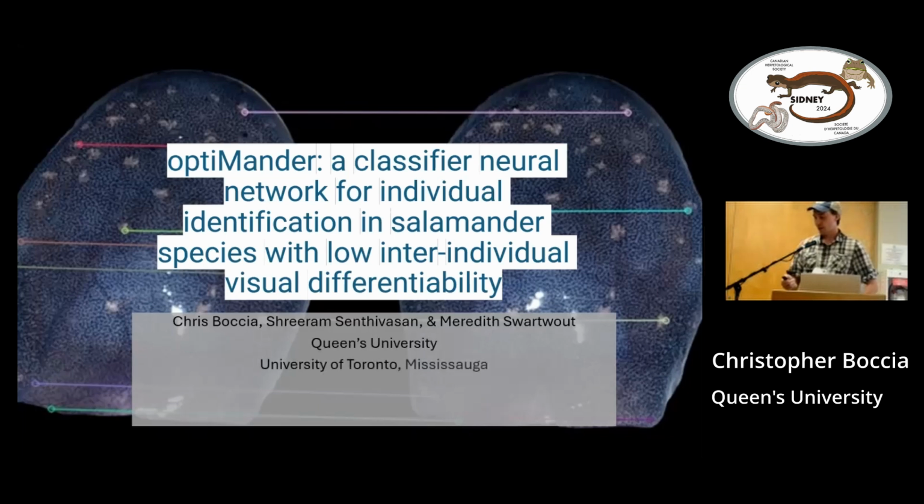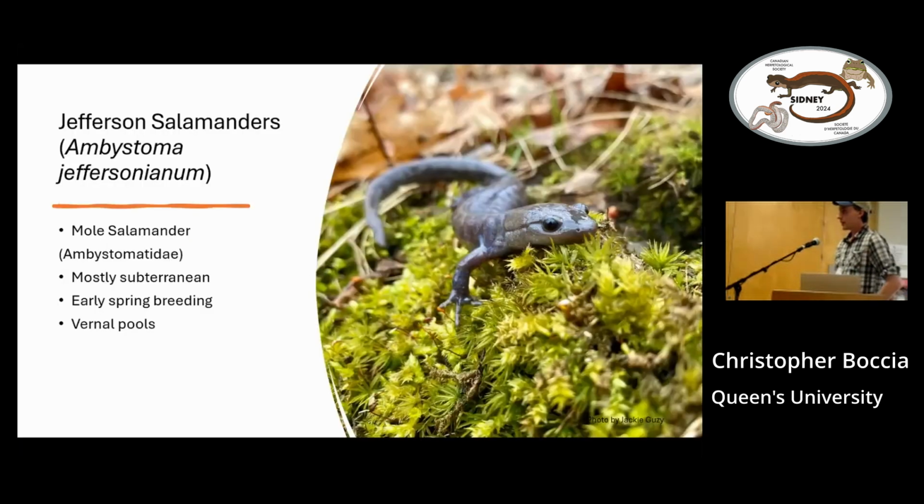All right, so I'm going to be talking about attempting to make a neural network for identifying individual salamanders in an endangered salamander population. The salamanders that I'm working with are Jefferson salamanders. They're ambystomatid, mostly subterranean, and they come out in the early spring and breed in vernal pools. This is just a nice one here.